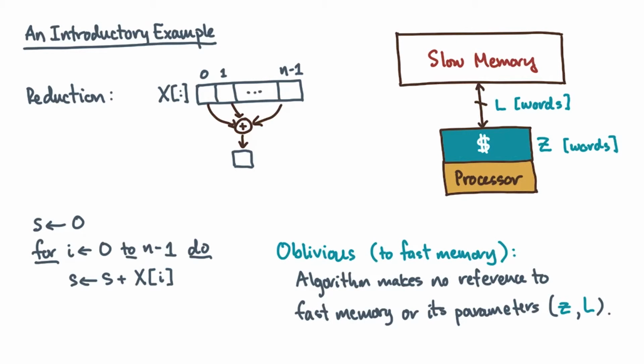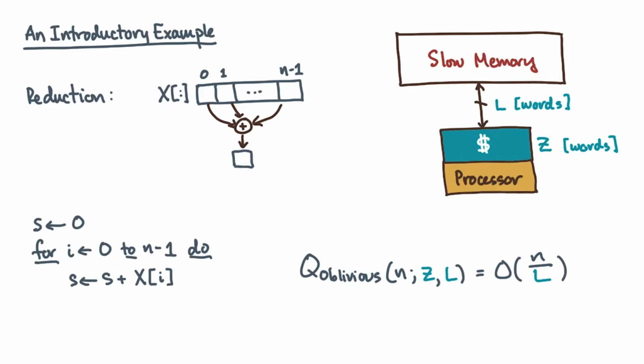So, if we had a good model of how automatic data movement works, we'd be able to analyze conventional algorithms and say how many memory transfers they would incur. Given such a model, we'd be able to analyze conventional algorithms and in this case show that the conventional way to do a reduction also incurs just N over L transfers.